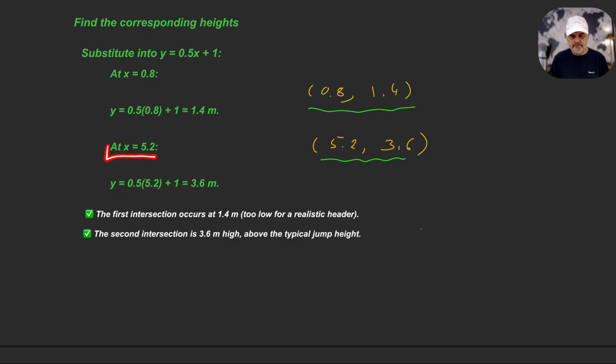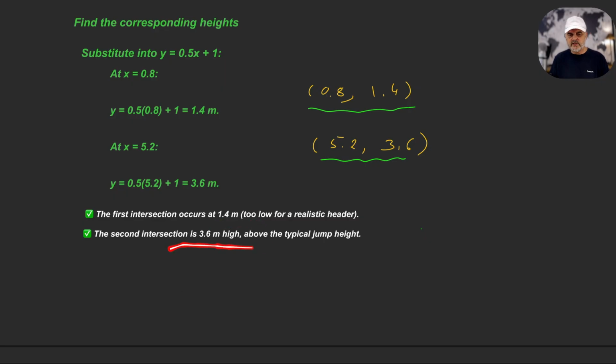The second point at horizontal distance 5.2 meters away, plug it into the line equation, boom, you have 3.6. So the first height is 1.4, the second height is 3.6 meters. Does it really correspond with the reality of the situation? The first height, 1.4 meters, is less than 5 feet, just about 4 feet. So you can appreciate it's a little bit too low. It is very unlikely that this point of intersection would be a reasonable answer.